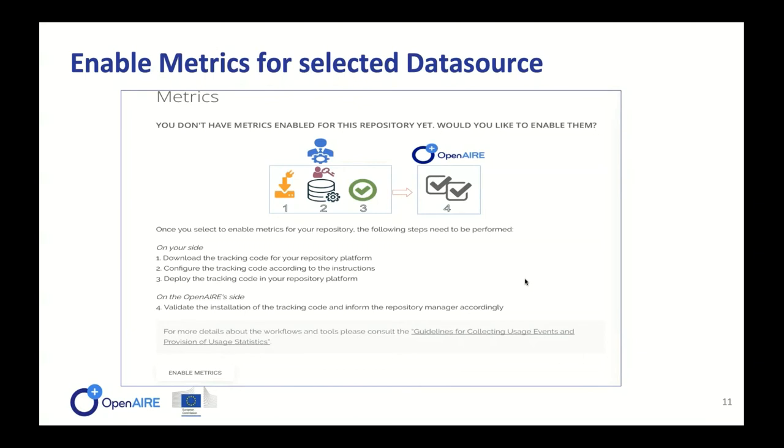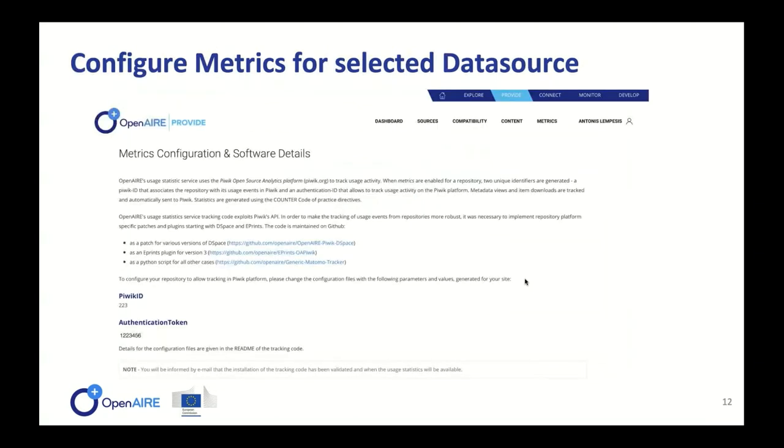So by clicking the Enable Metrics button, the repository manager receives information on where he can download the code, based on the platform that he has, for example, as a patch for DSpace or EPrints, and as a generic script. He's also provided with a PIWIK ID and an authentication token that have to be configured in order to allow the tracking of the user's activity.